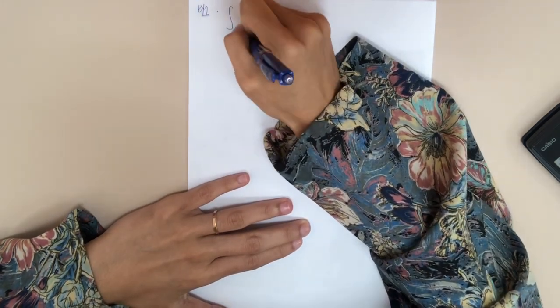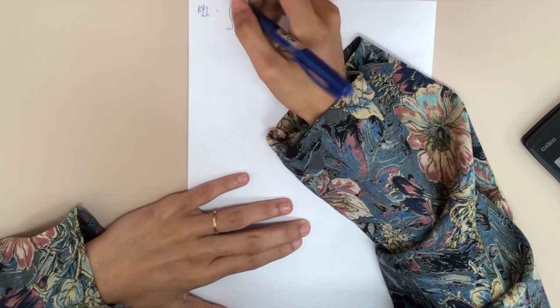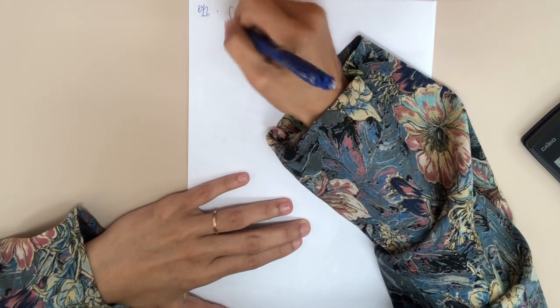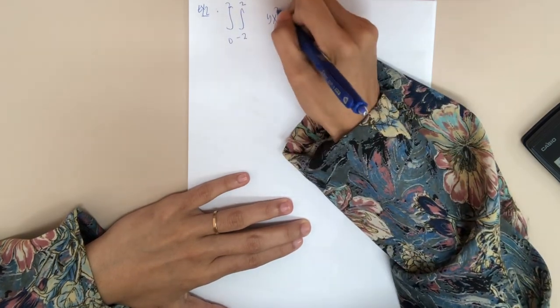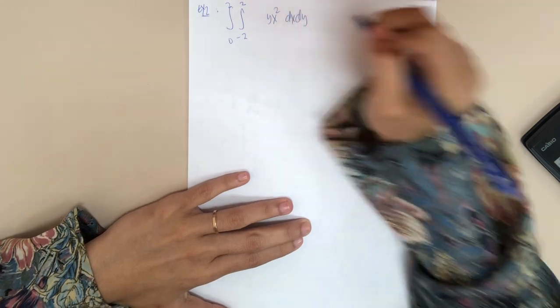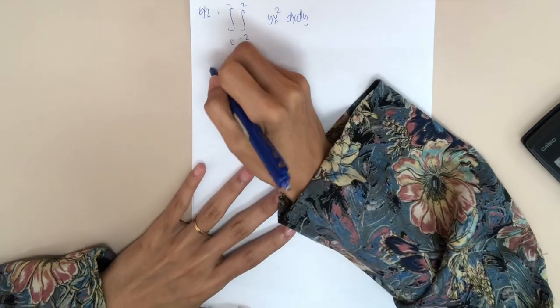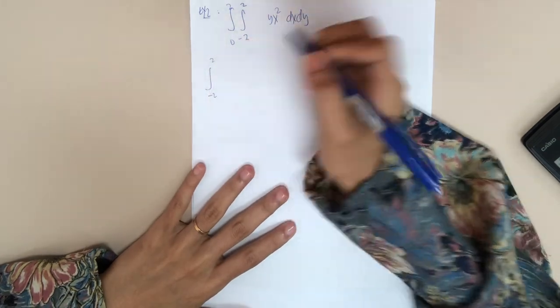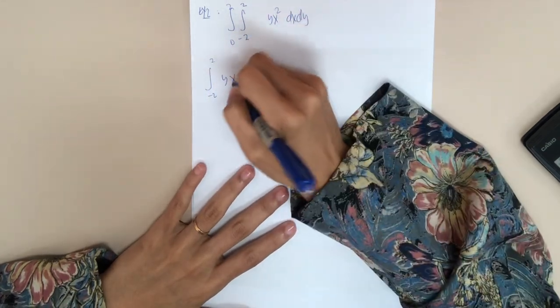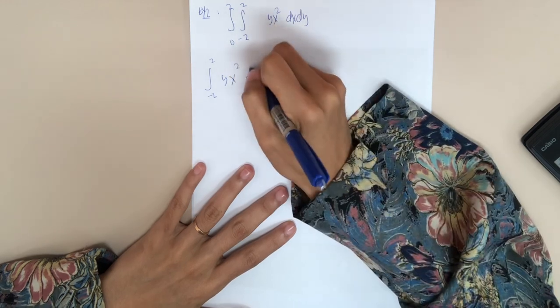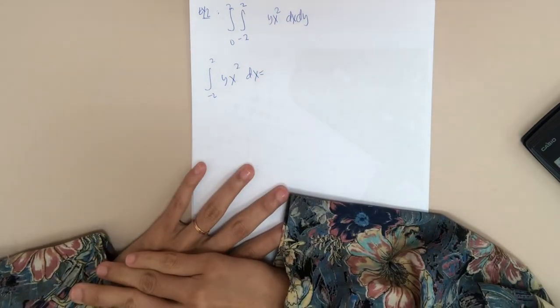Okay, integrate from negative 2 to 2, 0 to 2, yx squared dx dy. Alright, so now we take out first the first integral, so I take out the negative 2 to 2 here. So we integrate with respect to x now.